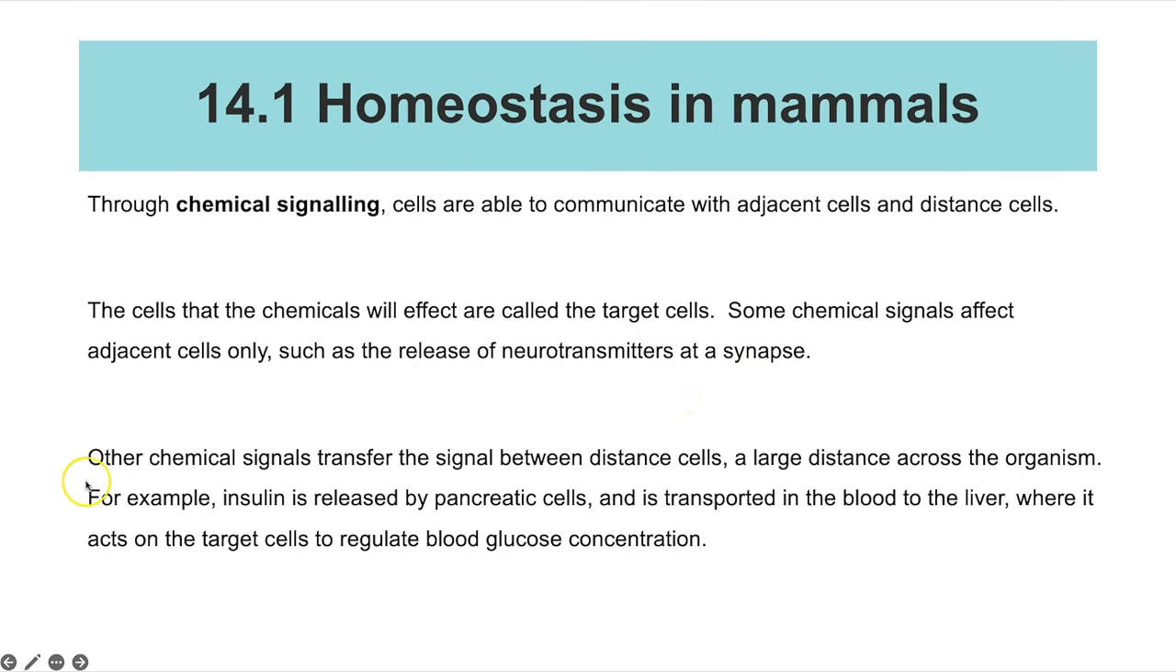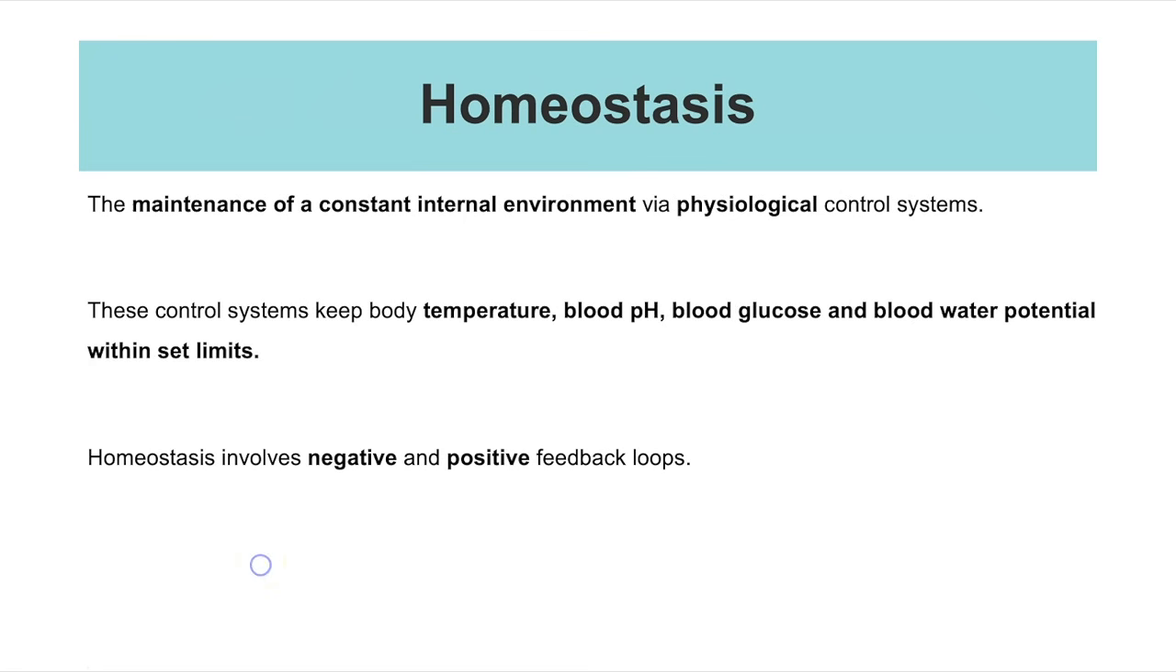Other chemicals, which is what we're focusing on in this video, will have signals that transfer between distant cells and a large distance across the organism. So for example, insulin, which is released by pancreatic cells, is transported in the blood to the liver, where it acts on the target cells, which are the liver cells, to regulate blood glucose concentration.